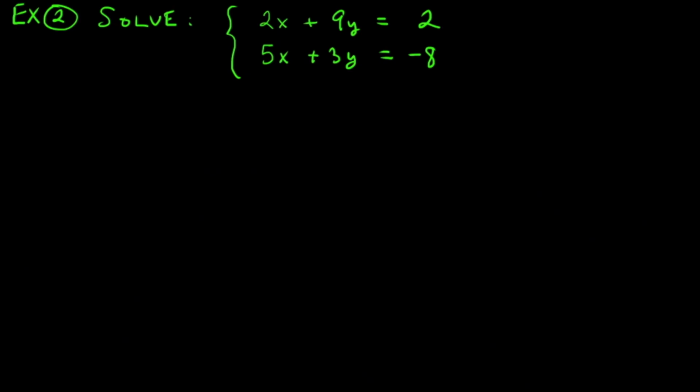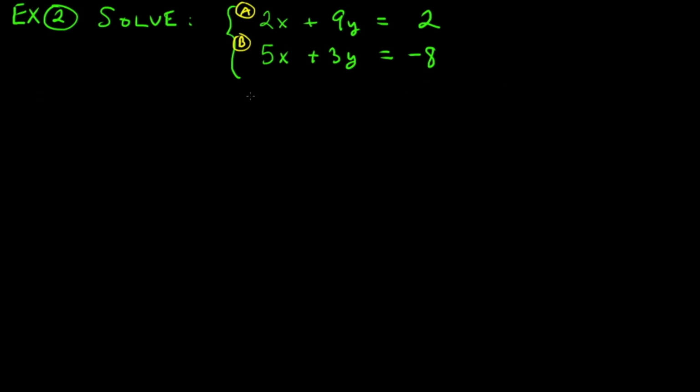Okay, so here's our second example. We have a system of 2 equations. Equation A is 2x plus 9y equals 2. And equation B is 5x plus 3y equals negative 8. Again, I highly recommend you try this yourself, following the steps. See how far you can get. Hopefully you can get the solution. So pause the video, try it, and let's see what happens.